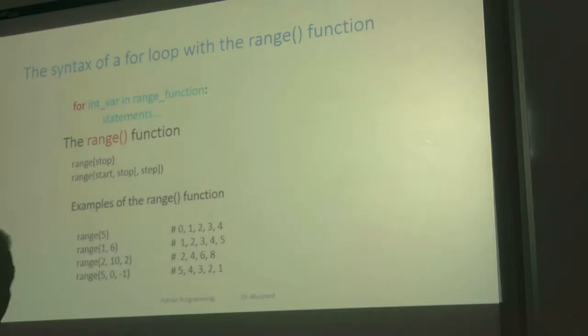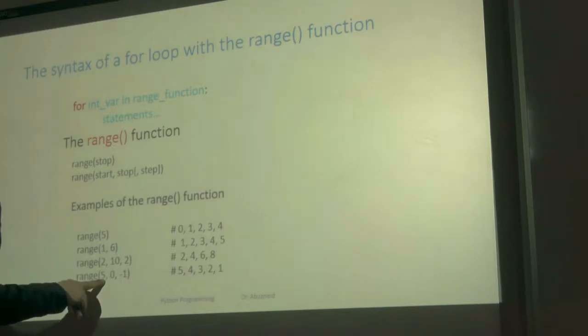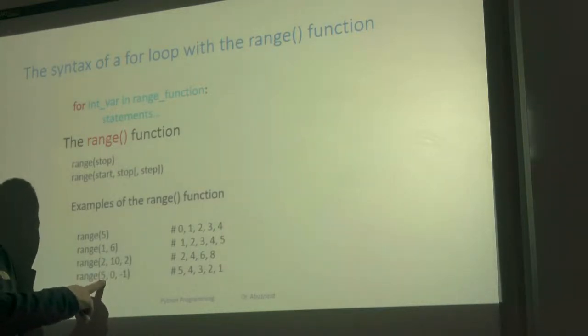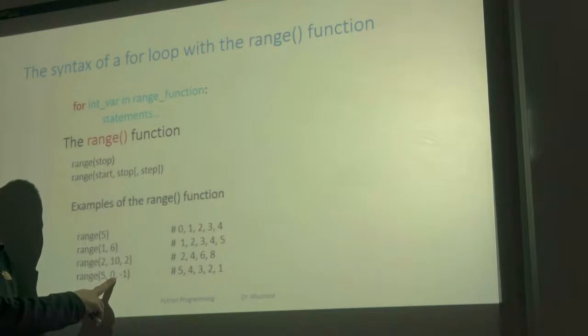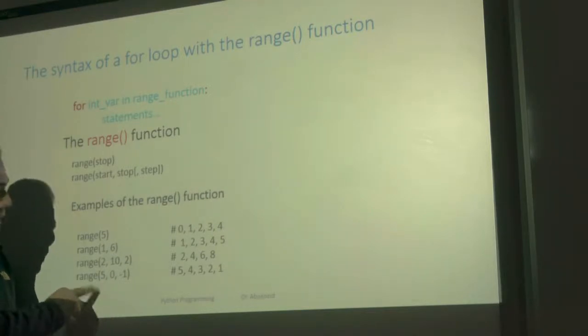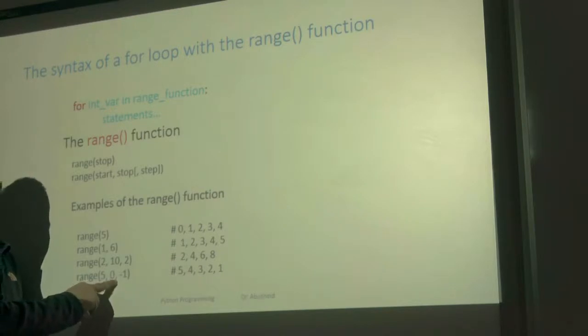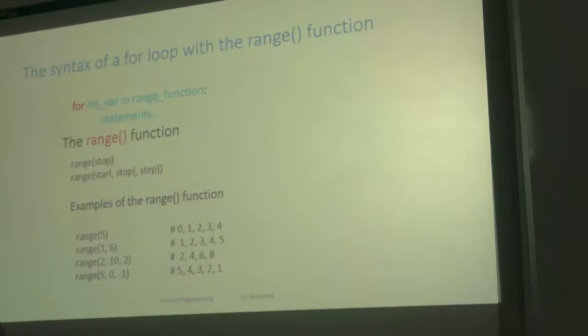And here, for example, range. Start from where? 5. End where? 1, right? The first one is inclusive, the second one not inclusive, and this is the step. What's the step? Minus 1. 5, 4, 3, 2, 1. Okay? The 0 is not inclusive because it's the second one. Okay, that's the rules.